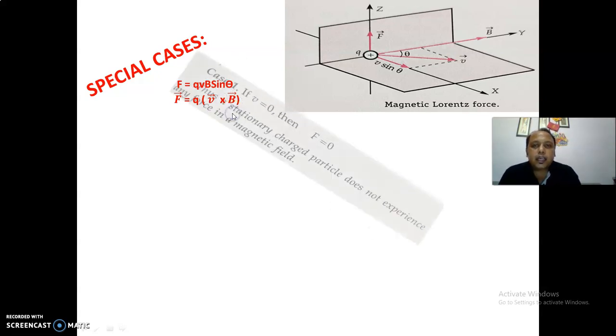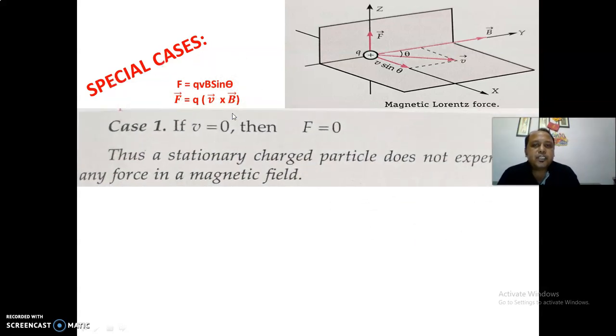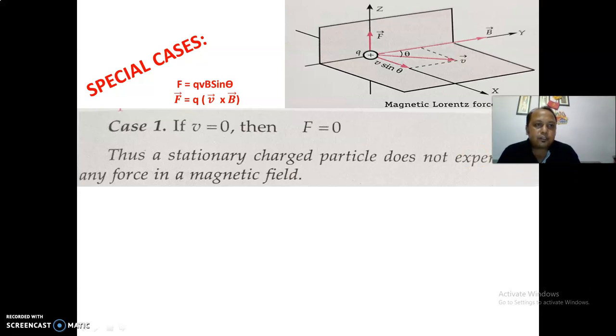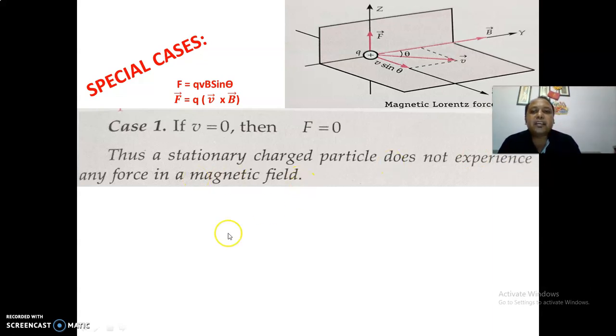Now some of the cases we are going to discuss. The first case is if the velocity is 0, naturally the force will be 0. You can put v equal to 0, the force is 0. That is, if the charged particle is kept in a magnetic field but is not moving, then there is no force acting on it. A stationary charged particle does not experience any force in a magnetic field. Clear?